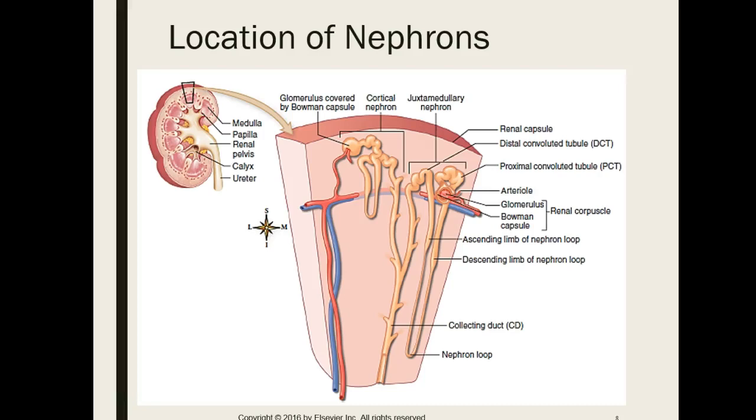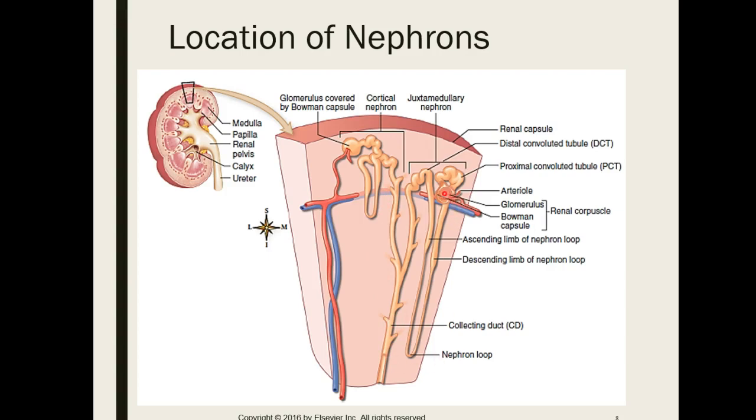So here shows the renal corpuscle. Inside is going to be the glomerulus, and then Bowman capsule is on the outside. Then we are going to have the proximal convoluted tubule, the nephron loop here, and then the distal convoluted tubule, which is going to lead to the collecting duct down here.